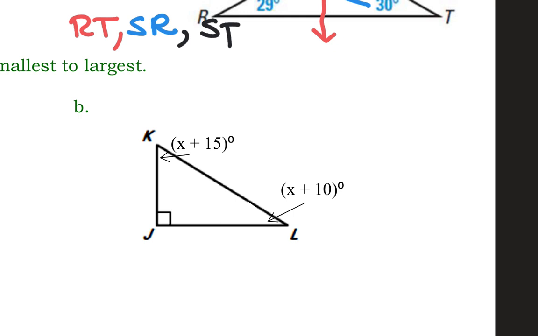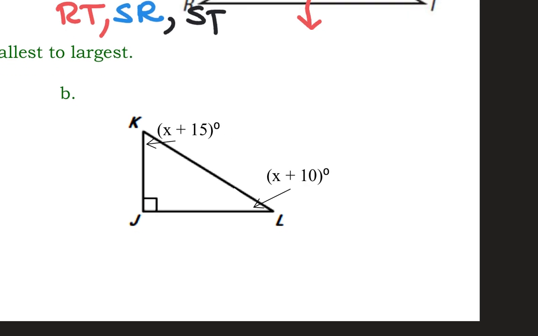All right, and again, so we gave y'all the basics. Now we're going to use it, and we're just going to do calculations for it. So again, what did we say about these two angles? These two angles have to do what? They have to add up to 90. So we could just say that x plus 15 plus x plus 10 has to equal 90. Let me know what you get for x.